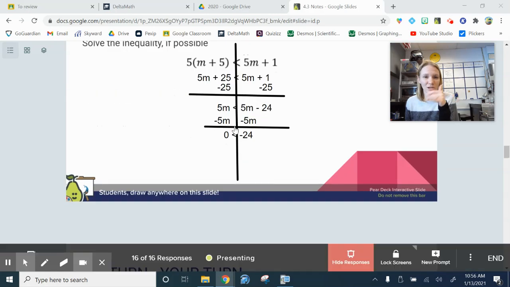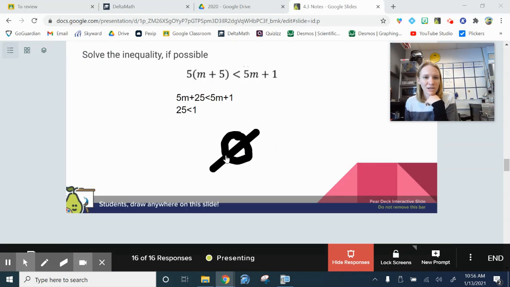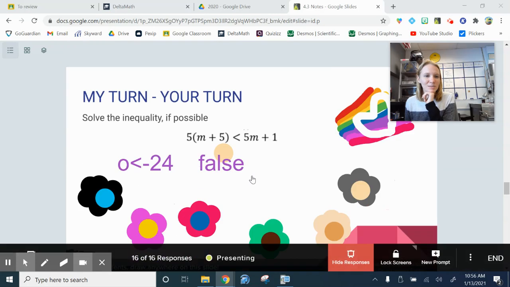Here's another one. Perfect. I love all of the steps. Okay, so here I have one. They didn't subtract the 25. They just left it as 25 less than 1. And they put their 0 with the slash through it so that we know that means there's no solution to this problem. Very nice. Not possible, false.